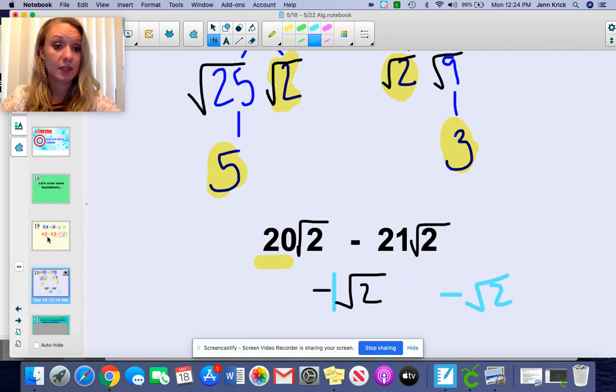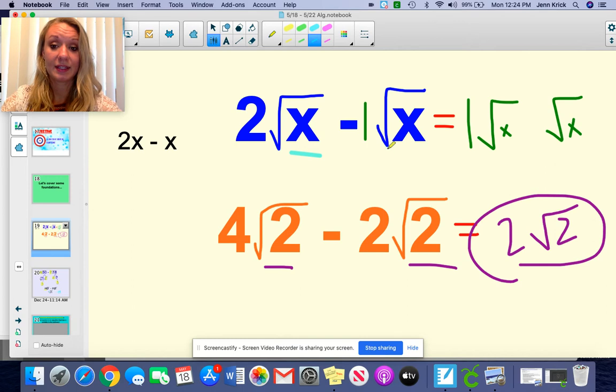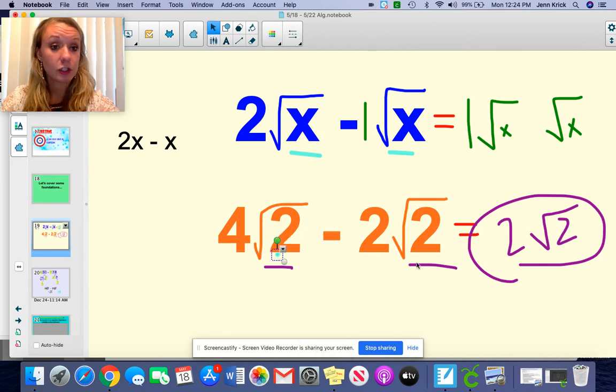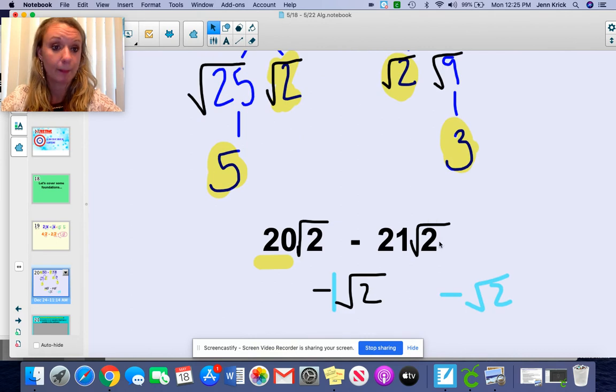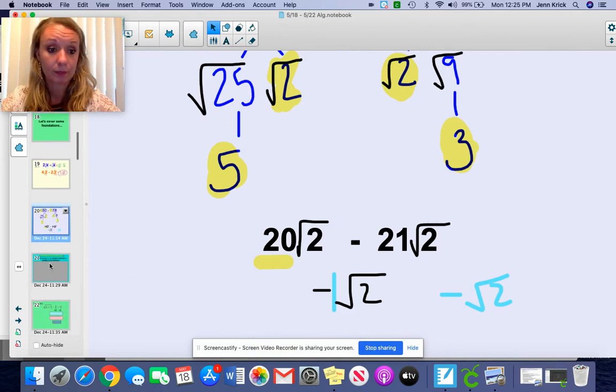So just to sum up this little part here, if you've got the same like terms underneath the radical, keep the radical and just subtract your coefficients, or add, whatever it's asking you to do. But if you don't have like terms, you just need to simplify so that they have the same number underneath your radical, and then again, you can perform the operation asked for.